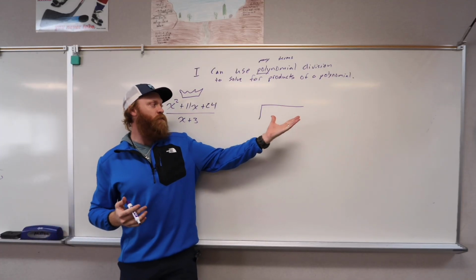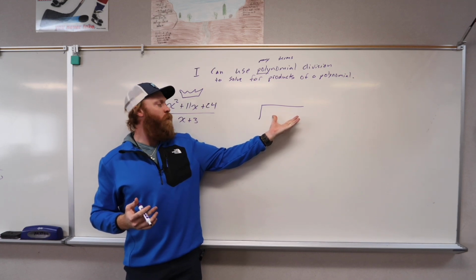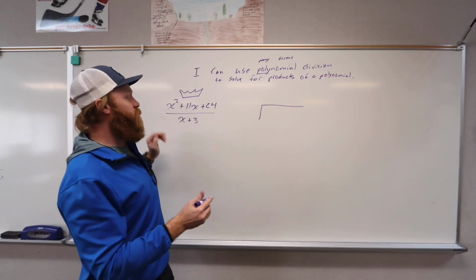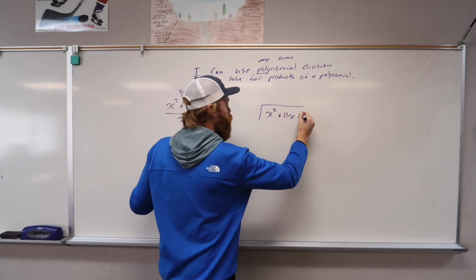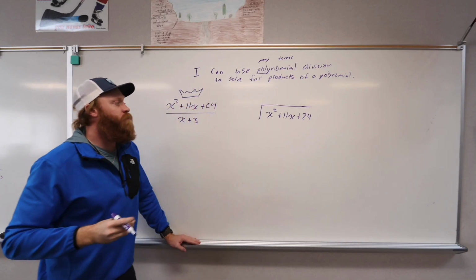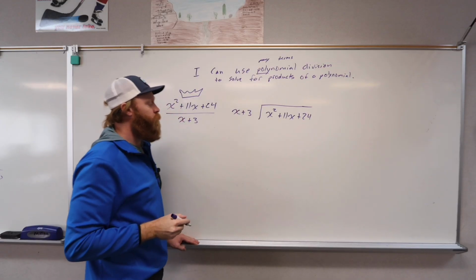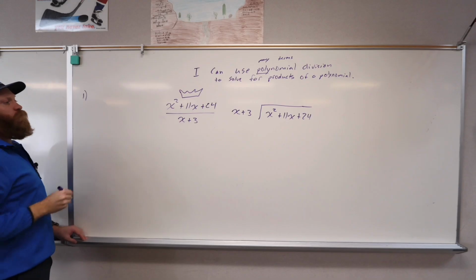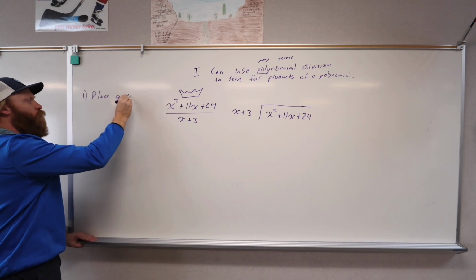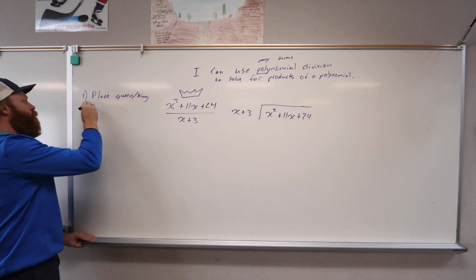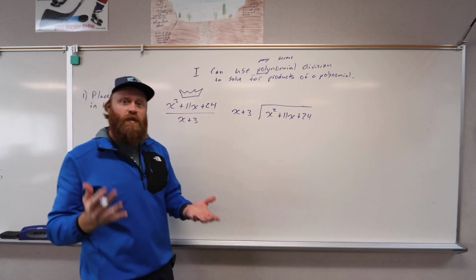Now if this was our castle, our division symbol, is this going to be inside the castle or outside the castle? Most students get it right away. This is going to be inside the castle, so that's where we put x squared plus 11x plus 24. By process of elimination, that tells me that the x plus 3 is going to go on the outside. So if we're doing a bullet point, the first step is to place the queen or king in the castle. Okay, get the problem set up.